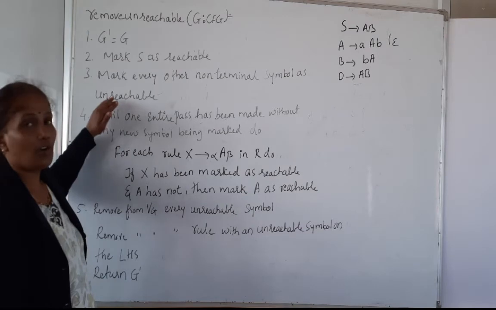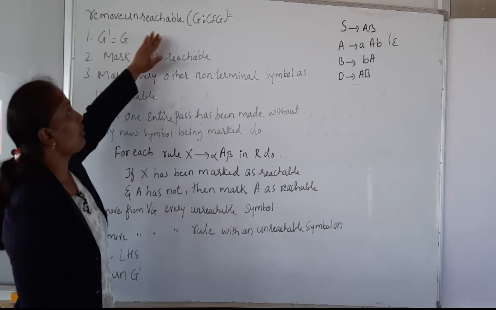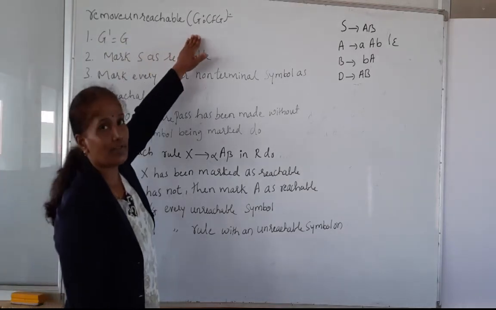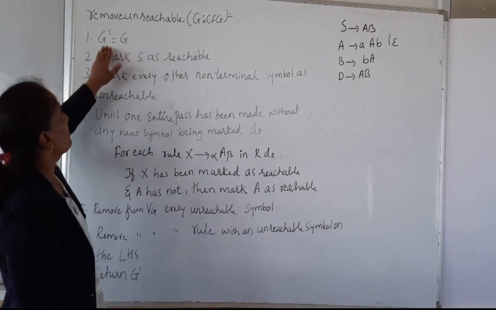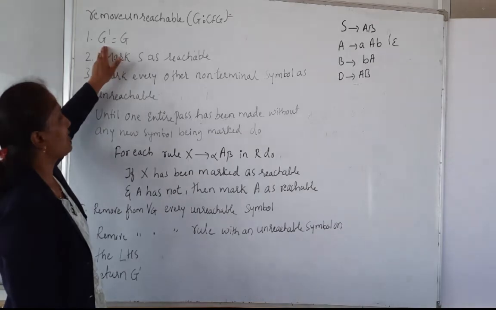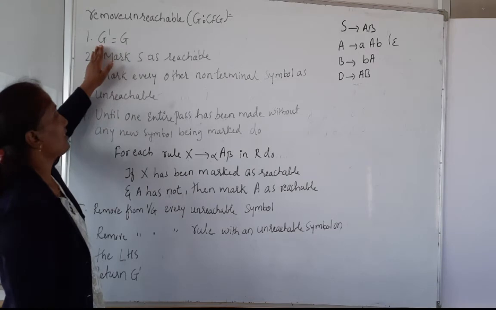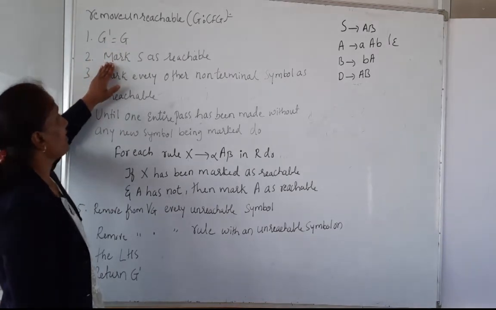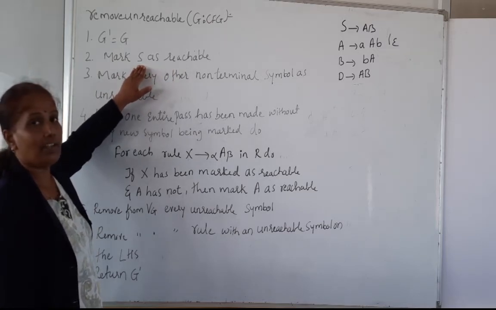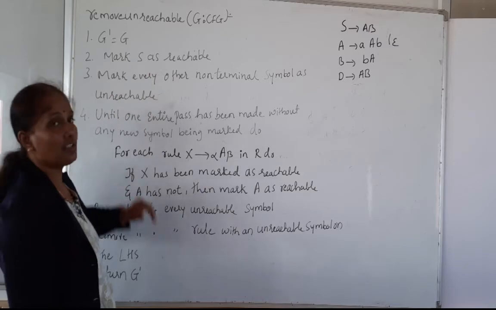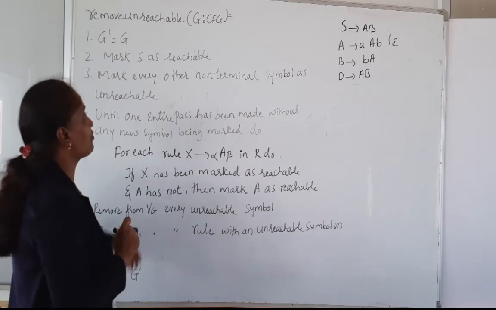So check out the algorithm for the removal of the unreachable symbols. The argument passed to this algorithm is the context-free grammar itself. The first step is we are going to mark G as G dash. So whatever context-free grammar is given, we are going to assign it to G dash here. In the second step, we mark S as reachable. S is nothing but the start symbol. It may be anything in the grammar. The first symbol of the grammar is called the start symbol. We are going to make that a reachable symbol.